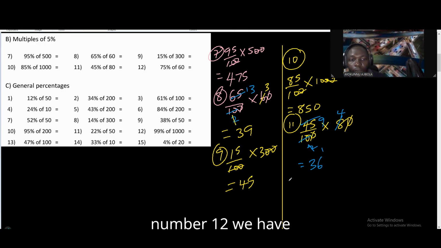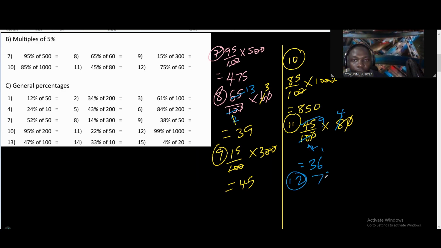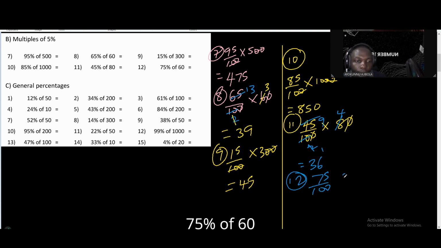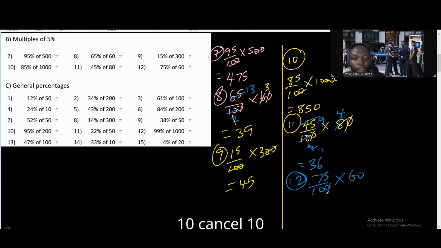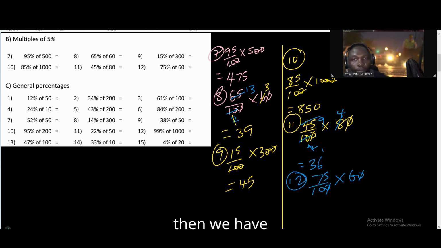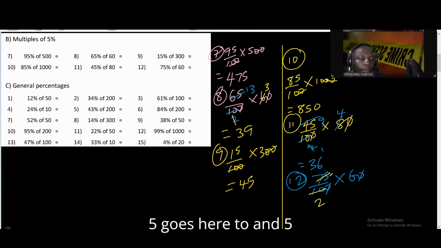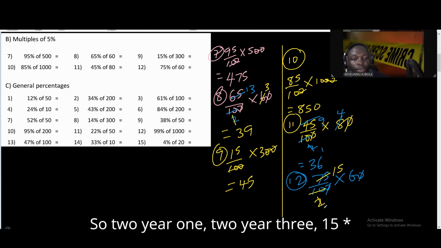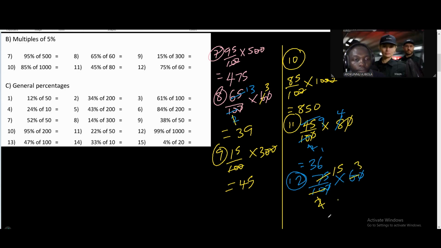And the next one, number 12, we have 75% of 60. 1 zero cancels 1 zero. Then 5 goes here 2, and 5 goes into 75, that is 15. So 2 here 1, 2 here 3. 15 times 3 is 45.